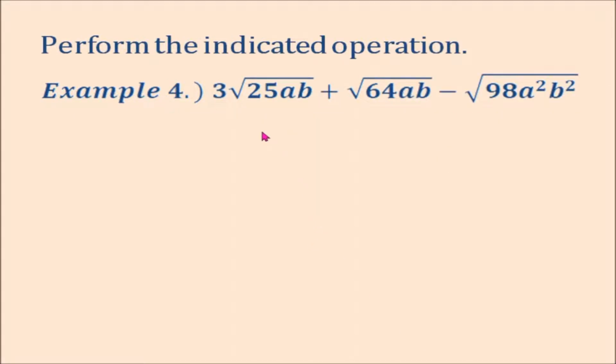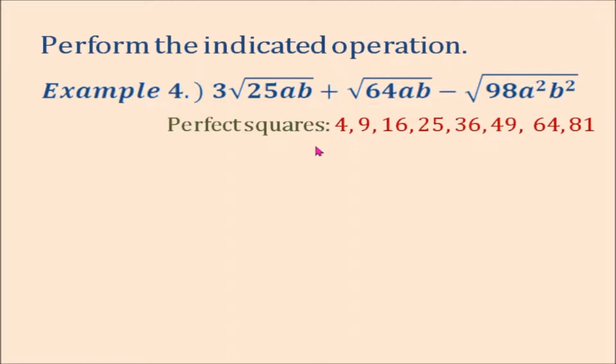Example number 4. 3 square root of 25ab plus square root of 64ab minus square root of 98a squared b squared. Again, the radicands are not the same, but we are going to simplify the radicals first. So some of the perfect squares are 4, 9, 16, 25, 36, 49, 64, 81. Now we are going to factor the radicands.